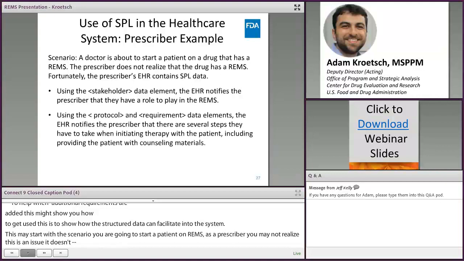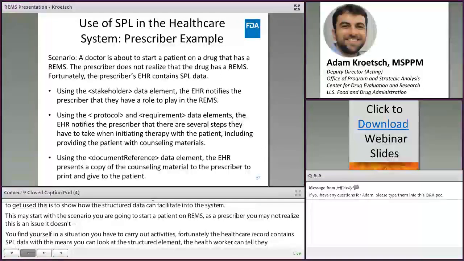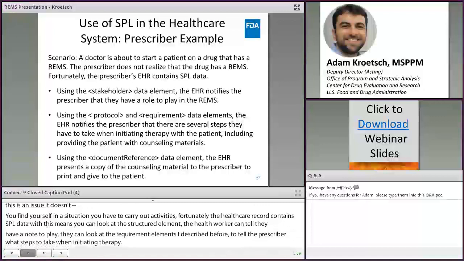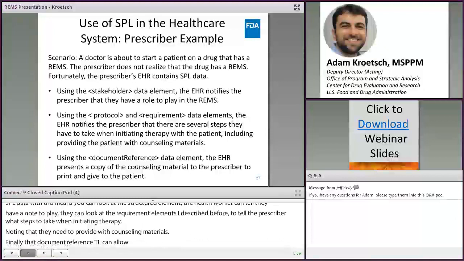They can look at the data in the protocol and requirement data elements that I described before to tell the prescriber what steps they have to take when they're, for instance, initiating therapy with the patient, perhaps noting that they need to provide the patient with certain counseling materials. And then finally, that document reference data element can allow the electronic health record to present a copy of that counseling material to the prescriber to print and give to the patient. So the SPL information, by being structured, can be integrated into systems to provide relevant information when it's needed to help support the process of taking care of a patient who is using a REMS drug.